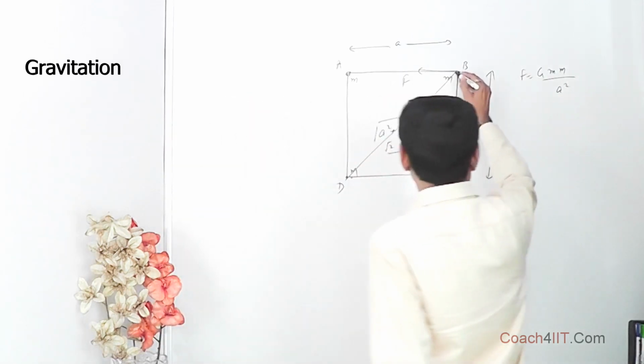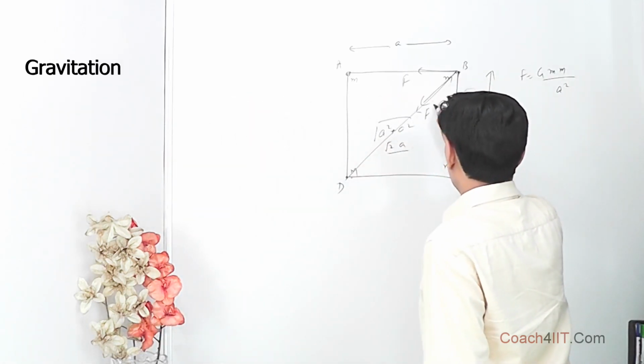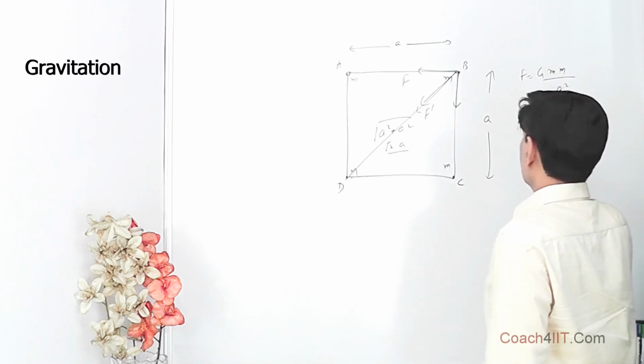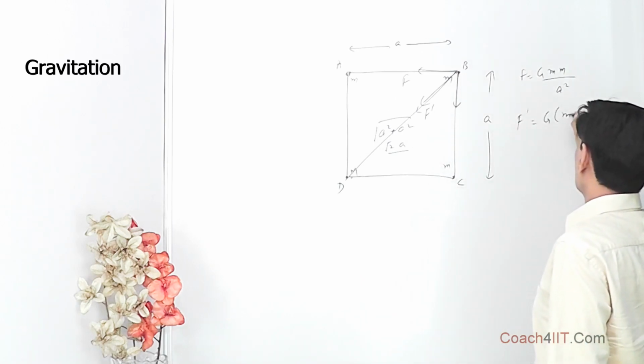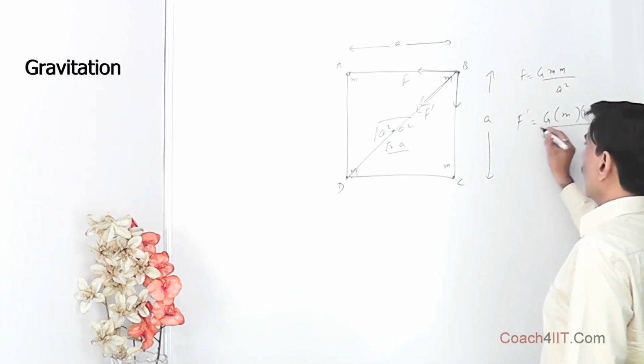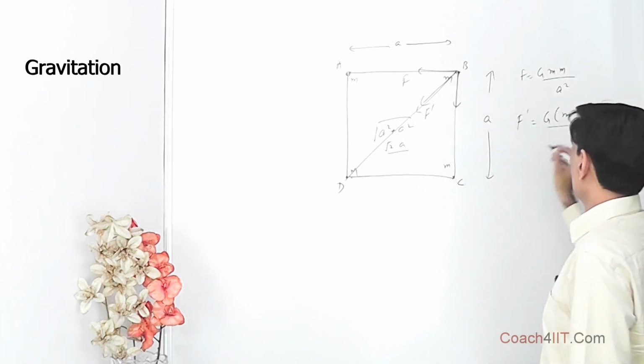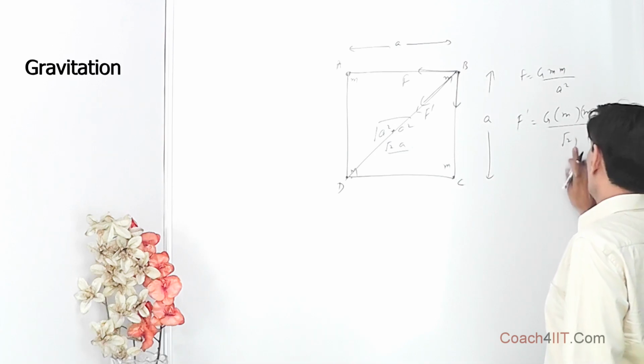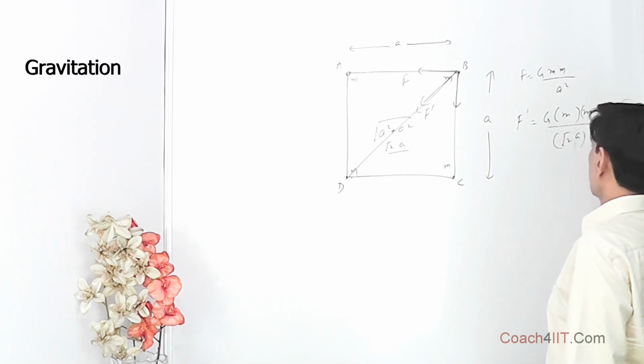So when we talk about this force, let's call it F dash. So F dash is going to be G M1 M2 upon R square. What is the distance between the two? It is root 2A. Root 2A whole square.